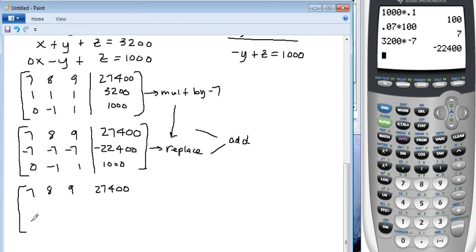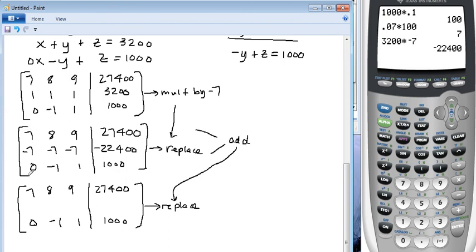All right, so I don't want to mess with these. Leave those alone. So I'm replacing. After I add, I replace. 7 and a -7 is 0. 8 and a -7 is 1. I'm adding. 9 and a -7 is 2. And here I've got, what do I have? I can look at that pretty quickly and say that's 5,000. Use your calculator if you need to.